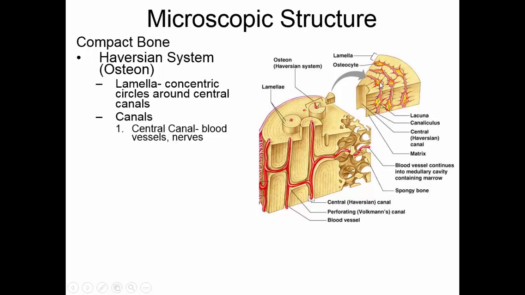This central canal has the blood vessels and nerves, and the canaliculi, these little canals going to the cells, help connect the osteocytes to nutrients. So this is how these cells get their nutrition, through these little tiny canaliculi.